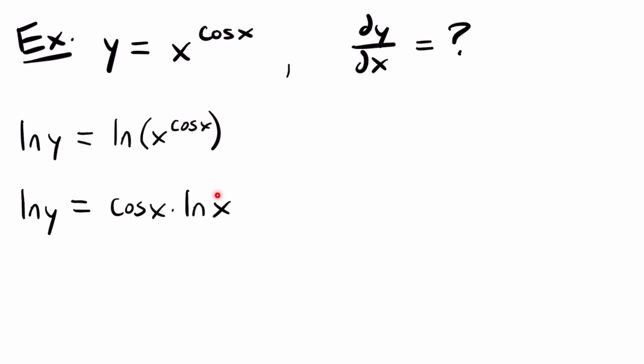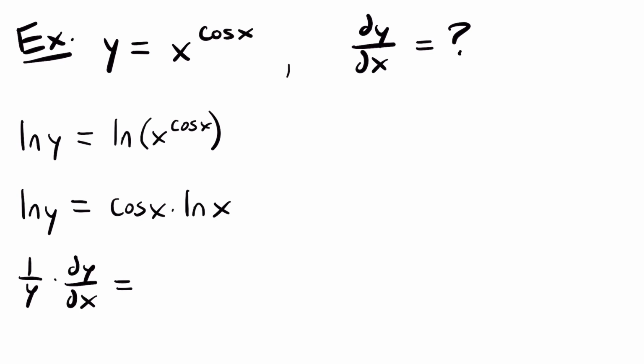And so now what we have is a much simpler function that we can take the derivative of using the product rule, right? Because we have two functions being multiplied together, and so we can find that derivative using the product rule. And so if we take the derivative of both sides with respect to x, we will first take the derivative of the natural log of y, and that's going to be equal to 1 divided by y times the derivative of y with respect to x, right? We need to multiply by dy/dx.